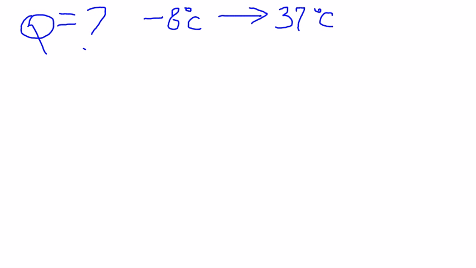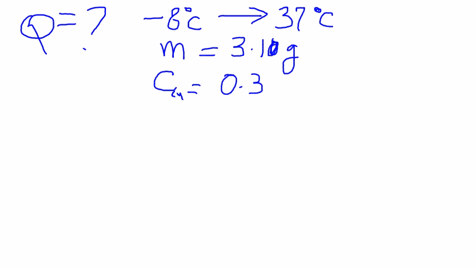37 degrees Celsius. And they have given the mass of the penny. The mass of the penny is given to be 3.10 grams. And they have also given the specific heat of the penny, which is made of copper. So specific heat of copper is given to be 0.385 joules per gram per degree Celsius.